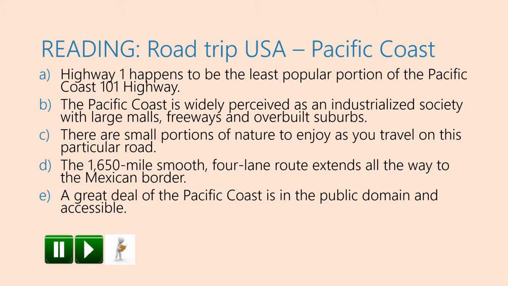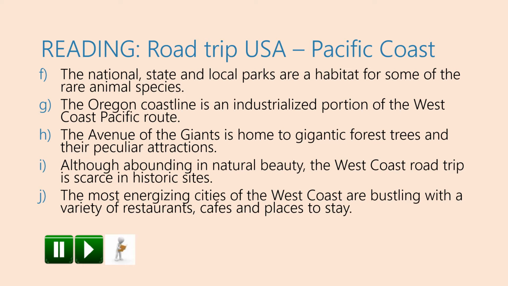Highway 1 happens to be the least popular portion of the Pacific Coast 101 highway. The Pacific Coast is widely perceived as an industrialized society with large malls, freeways, and overbuilt suburbs. There are small portions of nature to enjoy as you travel on this particular road. 1,650-mile smooth 4-lane route extends all the way to the Mexican border. A great deal of the Pacific Coast is in the public domain and accessible. The national, state, and local parks are a habitat for some of the rare animal species.